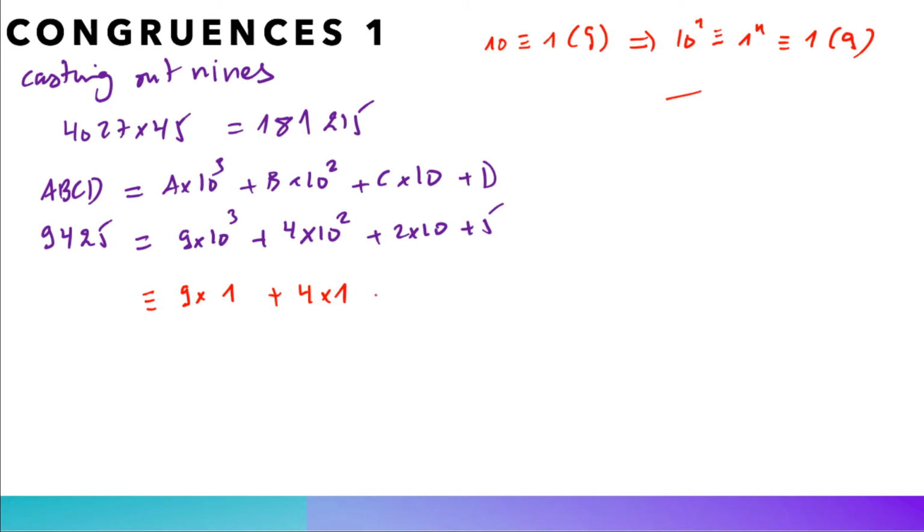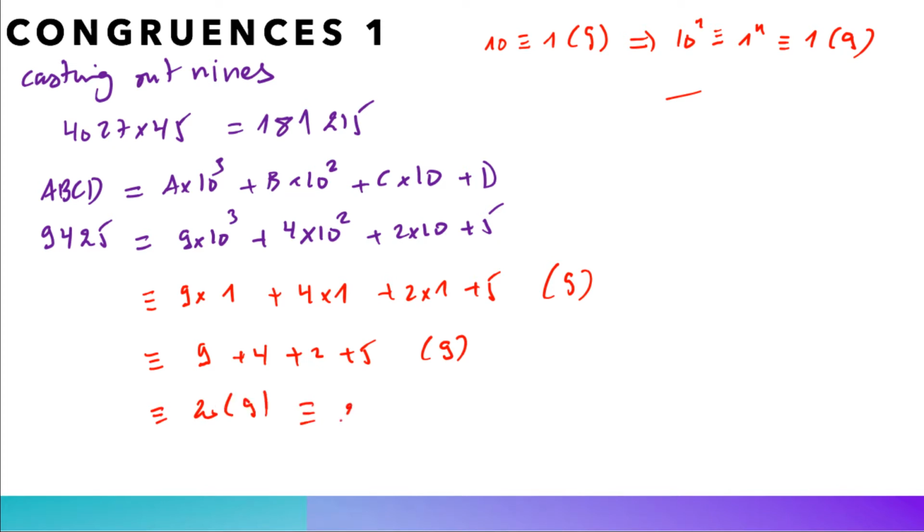and following the same fashion, we get plus 2 times 1 plus 5 modulo 9, which gives that 9,425 is congruent to 9 plus 4 plus 2 plus 5 modulo 9, which is the sum of its digits. And this is congruent to 20 modulo 9, which is also the same thing as 2 modulo 9.